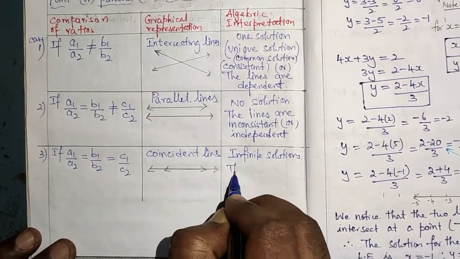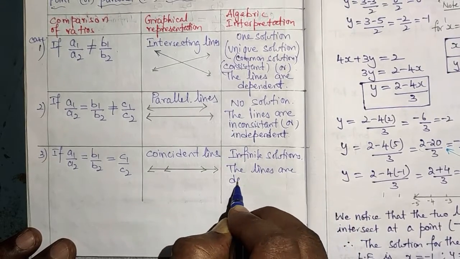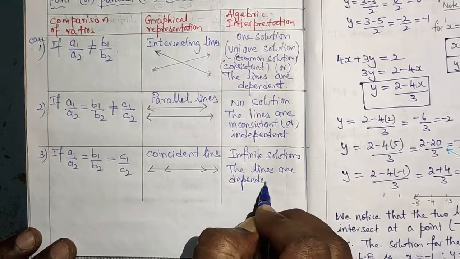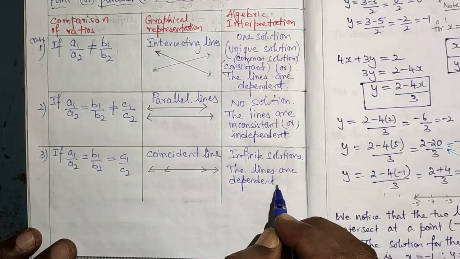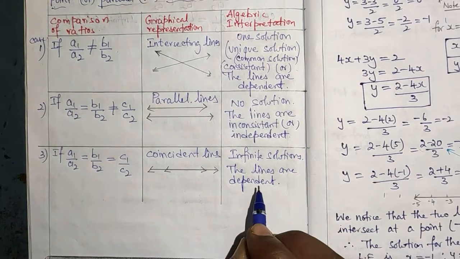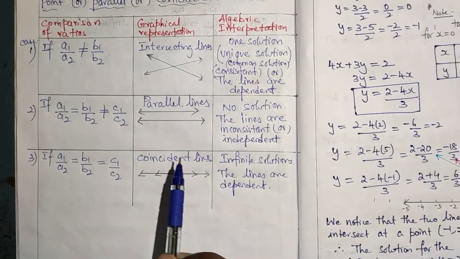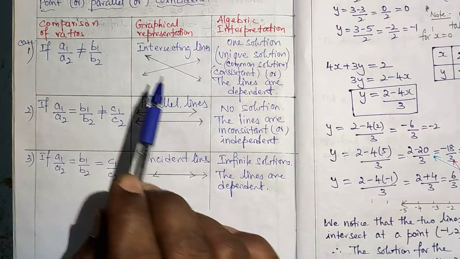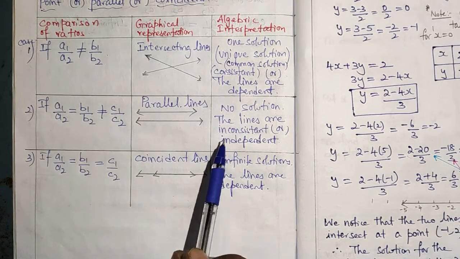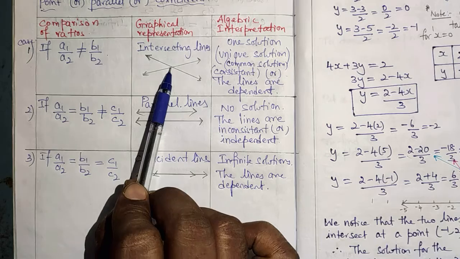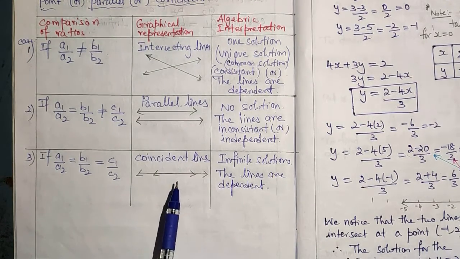So the lines are dependent. The lines are dependent means we can tell they are consistent also. This is enough. We can say that the lines are dependent. So this is the relationship between the coefficients and the nature of the system of simultaneous linear equations. Nature means we are able to tell whether they are intersecting lines or parallel lines or coincident lines.